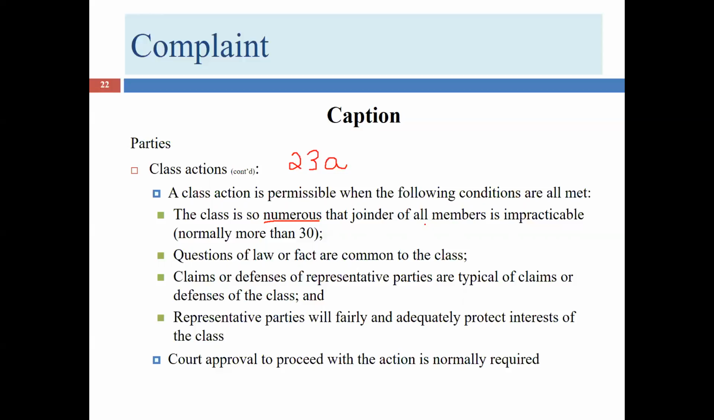So the court's going to look at the totality of the circumstances. It begins to be a possibility probably around 30. So that's our first requirement in order for a class action to be permitted. The next is there has to be questions of law or fact that are common to the class.